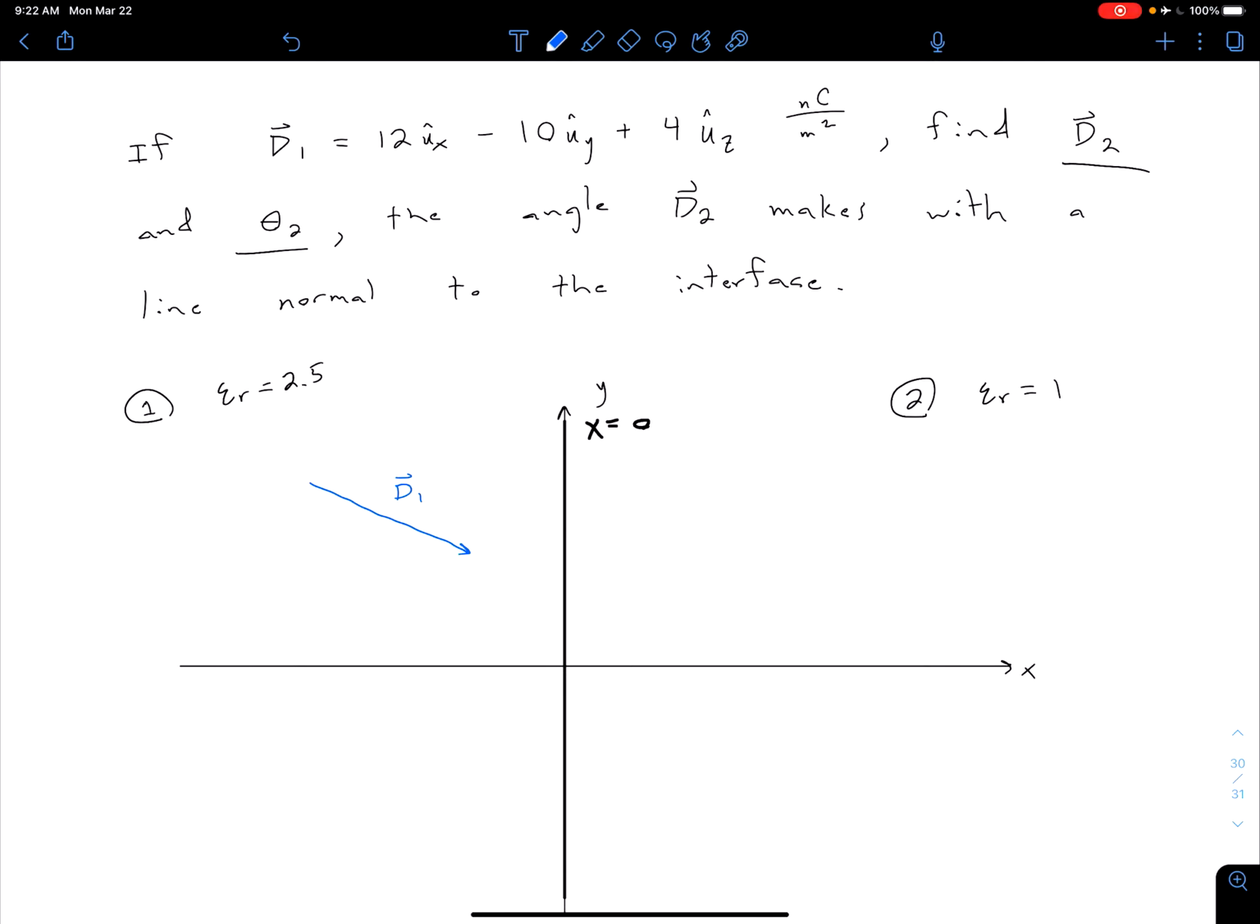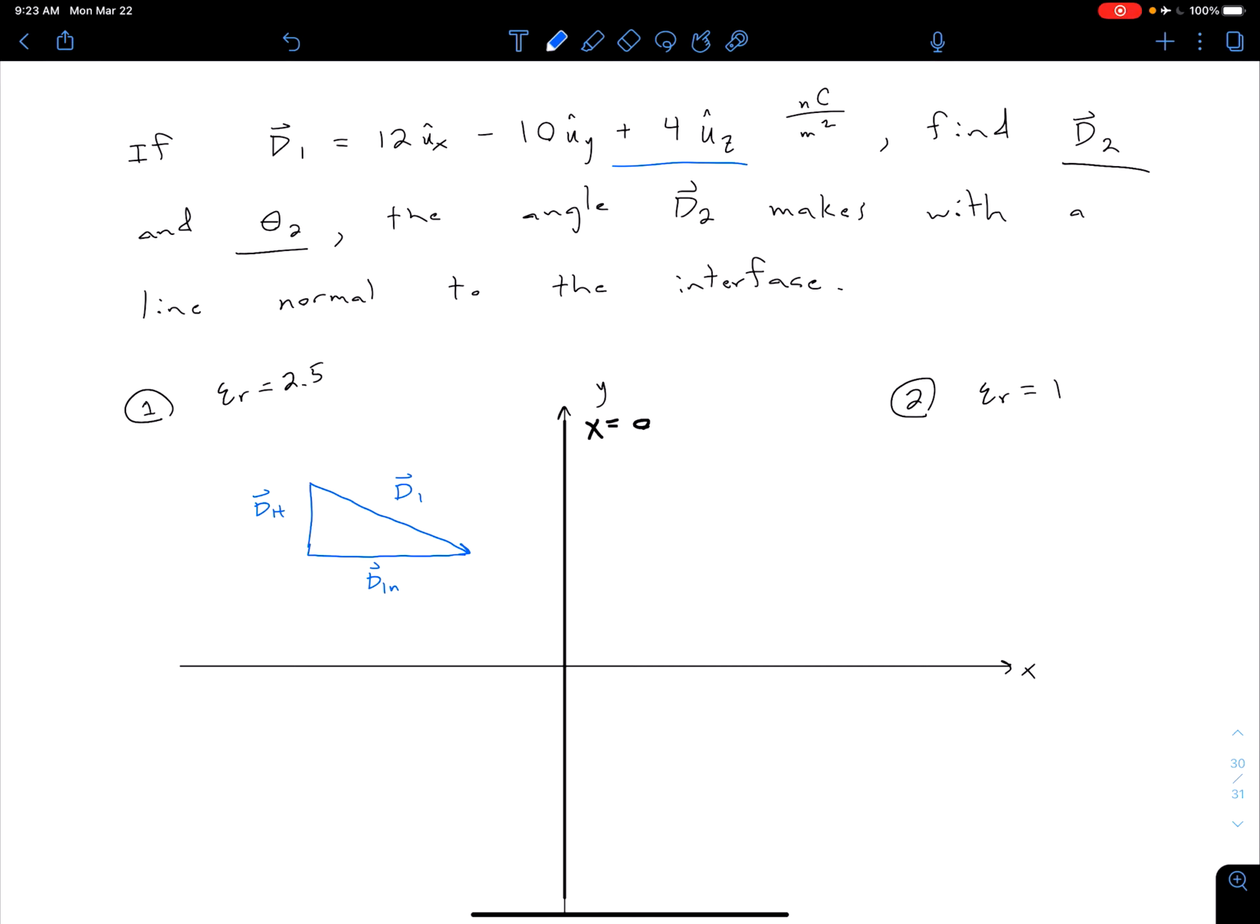Now what we need to consider is we also have this z component. If we say that positive z is coming out of the page, then our line D1, as we move from left to right, is coming up out of the page towards us. So we're going to want to decompose this into normal and tangential components. So we have some D1 tangential and some D1 normal. This is D1 sub t, and this is D1 normal.